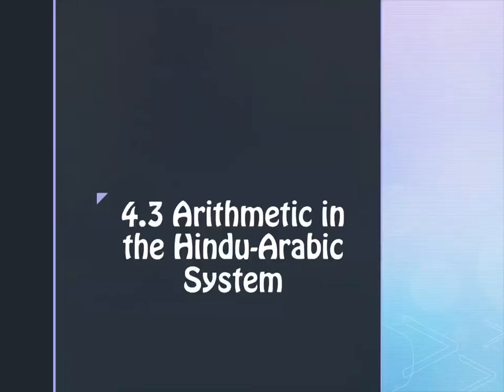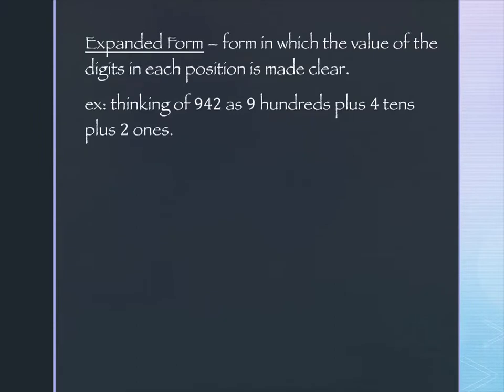All right, section 4.3, we're going to take a look at arithmetic in our system. One of the things that you have seen before, but you might not have thought about from this perspective, is something called expanded form. Expanded form is a form in which the value of the digits in each position is made clear.